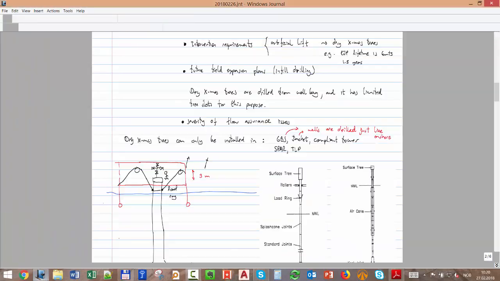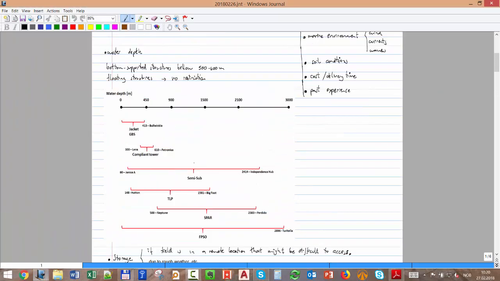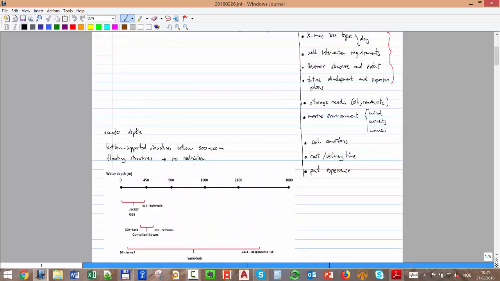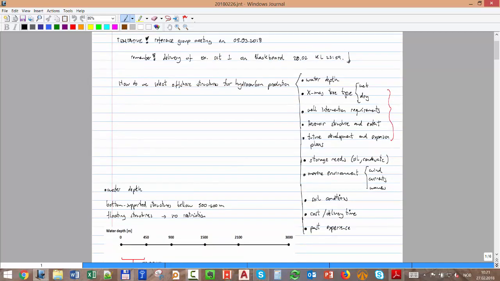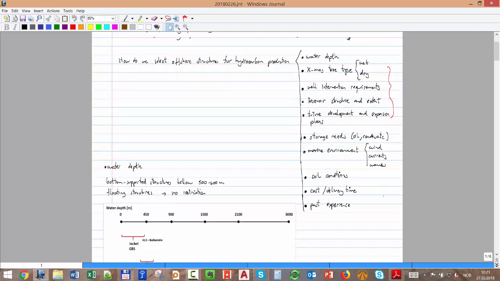Okay, just a few things I forgot yesterday. So the main message was that there are a few things we have to take into account when selecting an offshore structure. Some things are due to the characteristics of the reservoir, the experience, the negotiation part of the company, but the big part depends on the marine environment. That we have to look at.